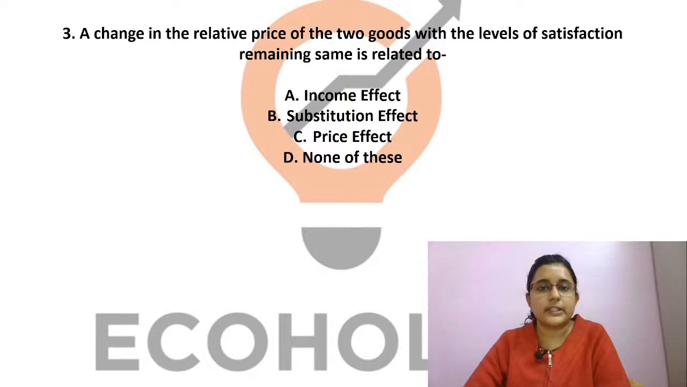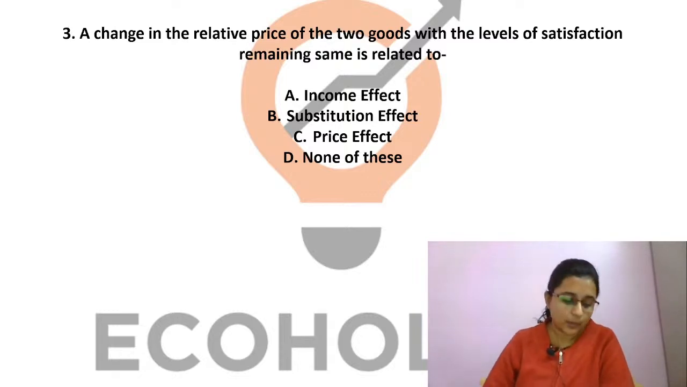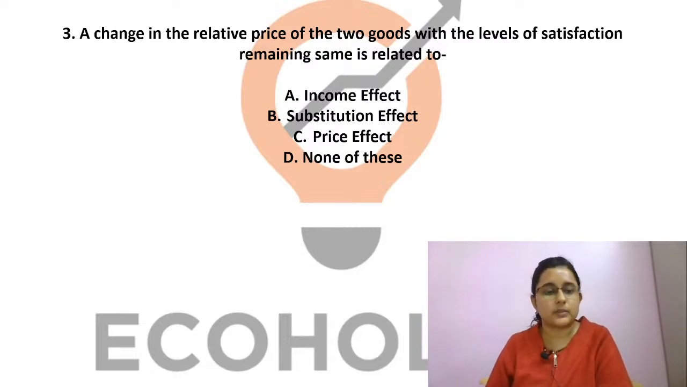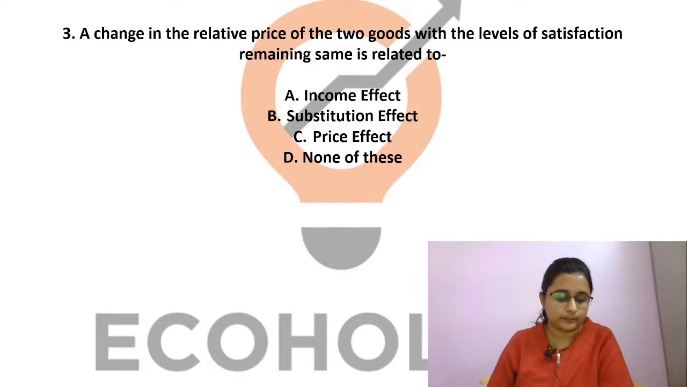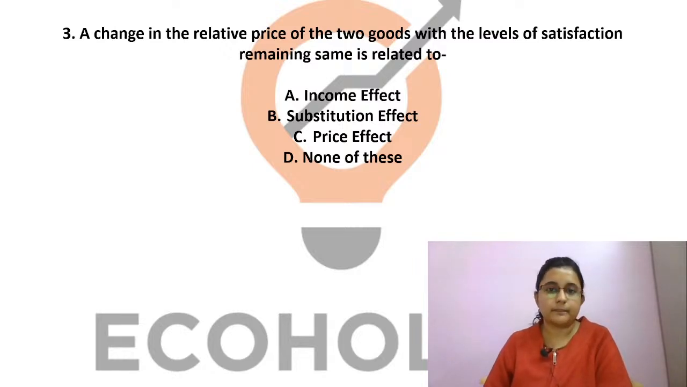A change in relative price of two goods. Relative price of two goods are changing with the level of satisfaction remaining the same, the utility that we are getting, the level of satisfaction that we are getting is remaining the same. What should be the right answer for this question? Is it income effect, substitution effect, price effect, or none of these? What should be the answer? Please share your answer.